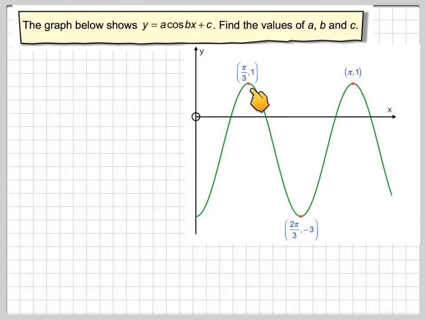Here you have the maximum at (pi over 3, 1), and here you have (2 pi over 3, minus 3). Now what can we do to try and help us solve the problem?